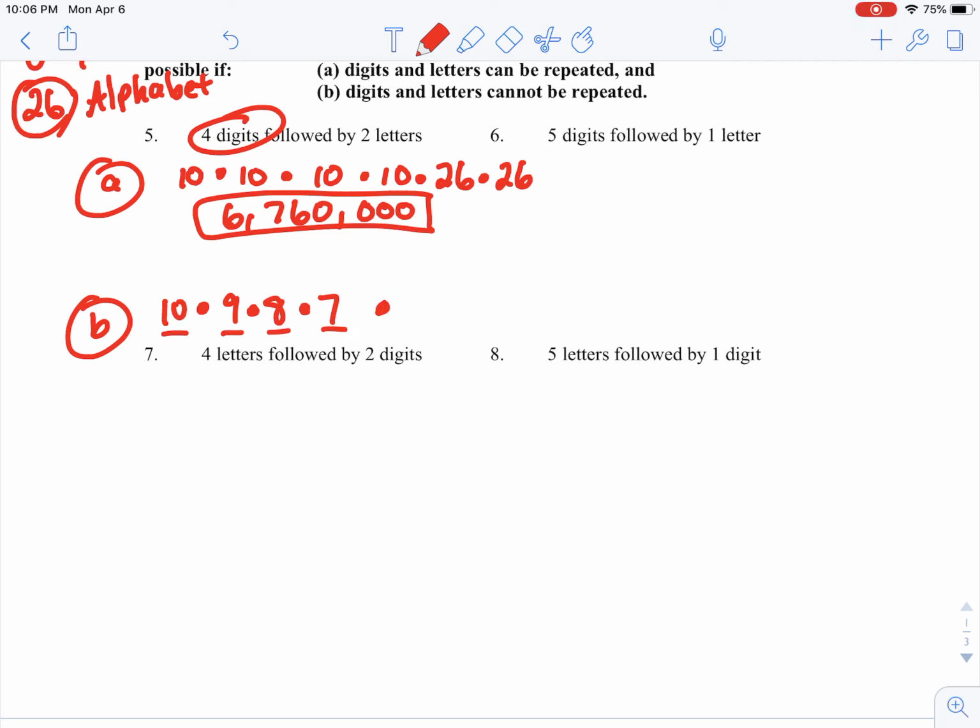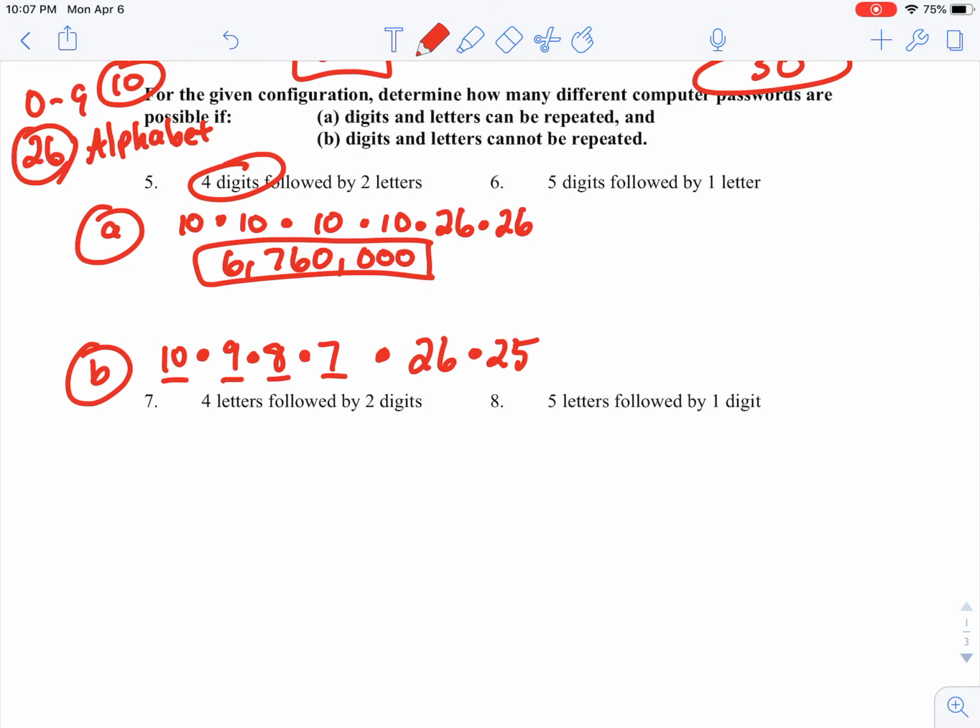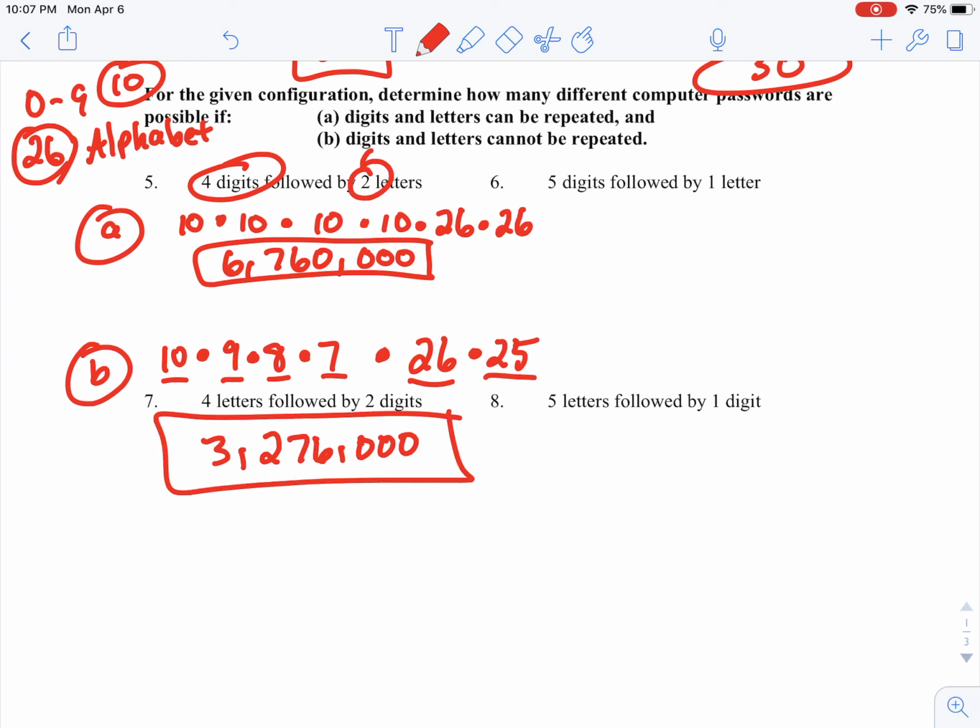If you get the pattern, for the letters you start with your favorite letter. There's 26 letters, so you have 26 to choose from. My favorite letter is X, so after I take that one out, there's only 25 letters. How many times do I do that? The question says 2, so I do it twice. Pick up my calculator: 10 times 9 times 8 times 7 times 26 times 25. This is going to be way less than the other one because you don't get to use the same numbers again.